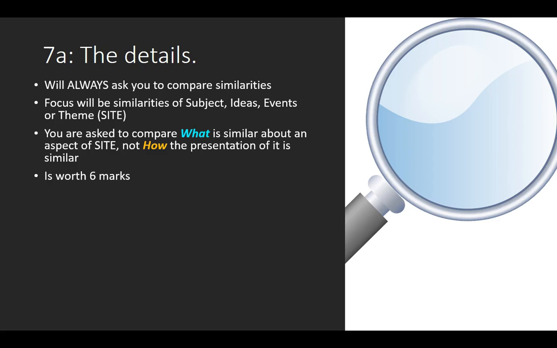7a is worth 6 marks. Okay, so it's relatively low scoring. It needs to be answered fairly quickly. To answer 7a, you need to take an overview and you need to look at the big things, the big content elements of sight. It tells you in the question to use supporting evidence from both texts, and it is important that you provide an example from each text for each thing that you identify as being similar.